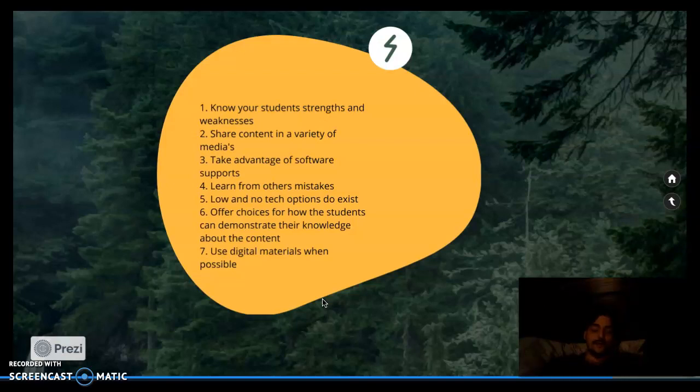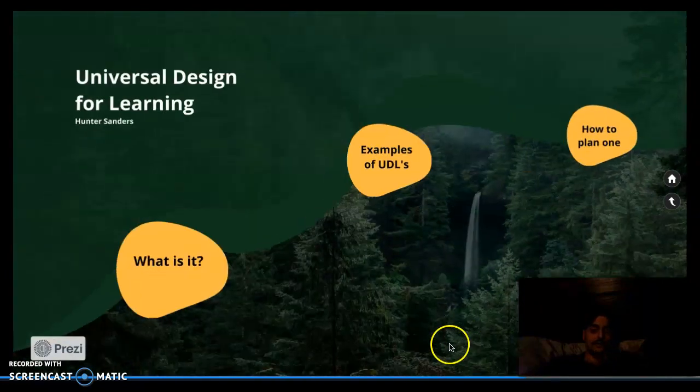There are low and no tech options in the UDL world. Offer choices for how students can demonstrate their knowledge about the content, and then use digital materials when possible. And that is it for UDLs.